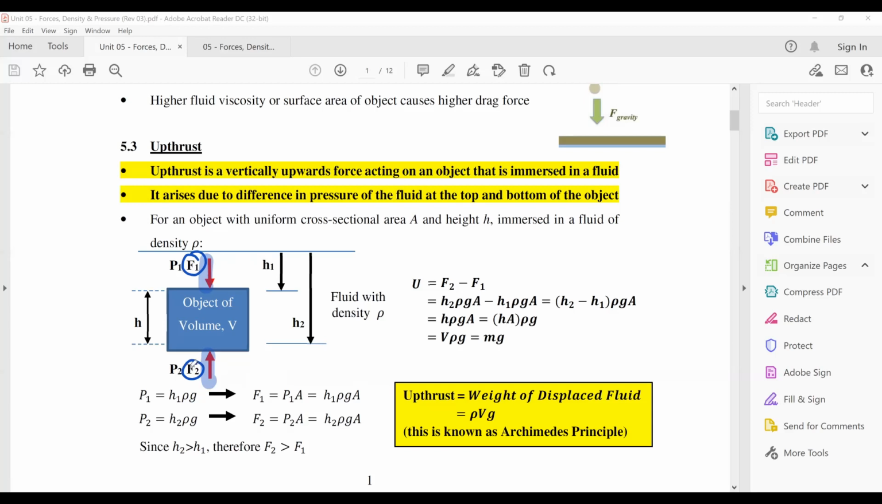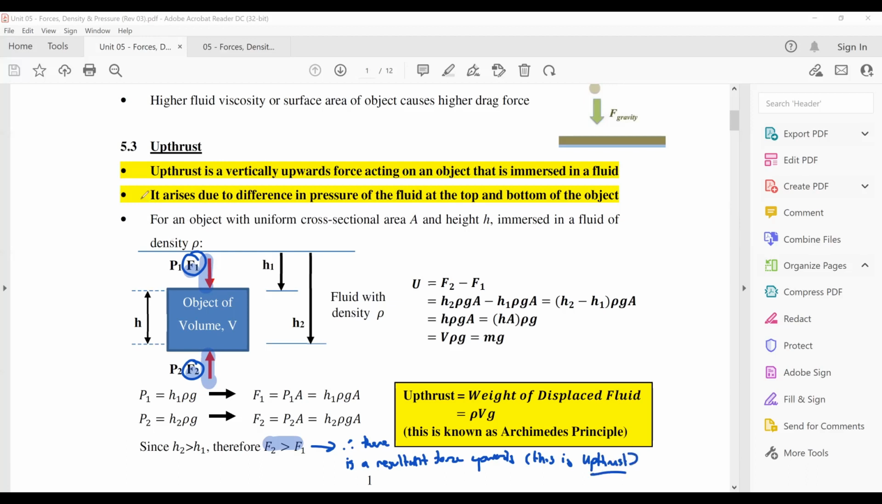So since you already established that F2 is more than F1, it follows that you have a resultant force upwards. Therefore, there is a resultant force upwards. Okay, that is what you can see here. This is upthrust.